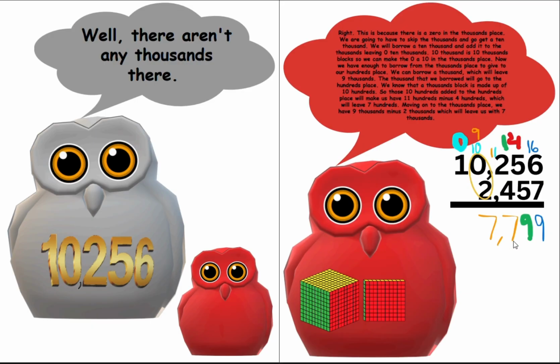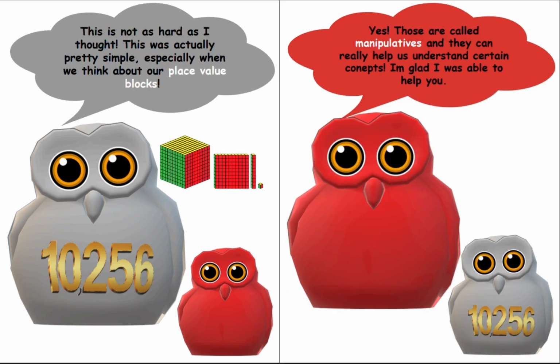Moving on to the thousands place. We have 9,000s minus 2,000s, which will leave us with 7,000s. This is not as hard as I thought. This was actually pretty simple, especially when we think about our place value blocks. Yes, those are called manipulatives, and they can really help us understand certain concepts.